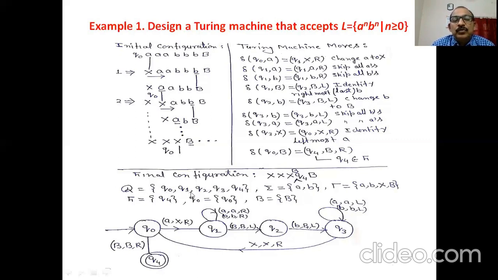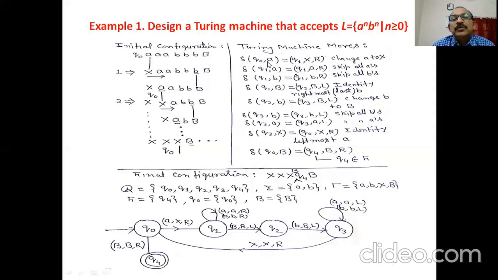Okay. So capital Q is this set of states, sigma is A, B, and gamma is A, B and capital X, B is the blank symbol. What is the F? F is Q4, Q0 is the initial state, blank symbol is B. And this is the transition diagram of the Turing machine. You know the technique, how will you draw a transition diagram if you have a mathematical representation of the Turing machine. Let us review this.